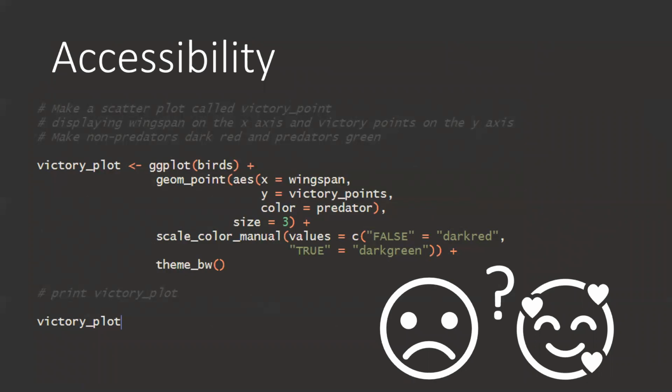So here we're going to make a plot that has the bird's wingspan on the x-axis and the number of victory points that that bird is worth on the y-axis. And then we're going to vary the color of the point by whether or not the bird is a predator. So birds that are predators will have dark green points, and birds that are not predators will have dark red points. And folks who know anything about ggplot and anything about accessible design, I just want you to pause a moment and consider whether you think this is going to be a smiling plot or a frowning plot.